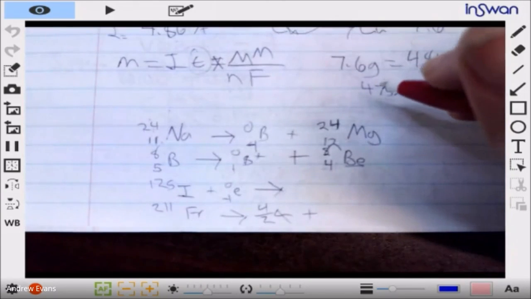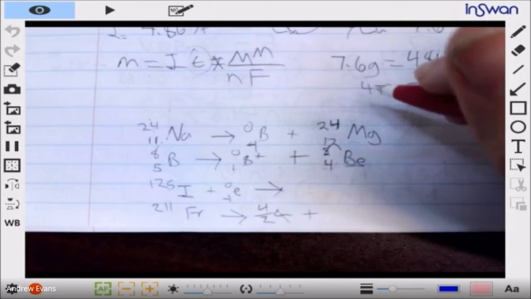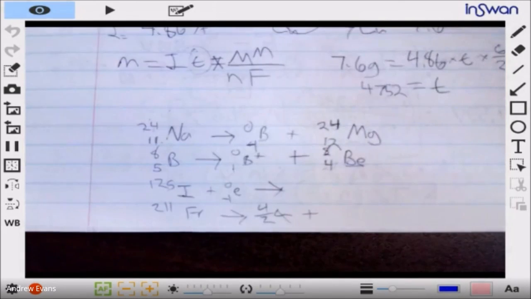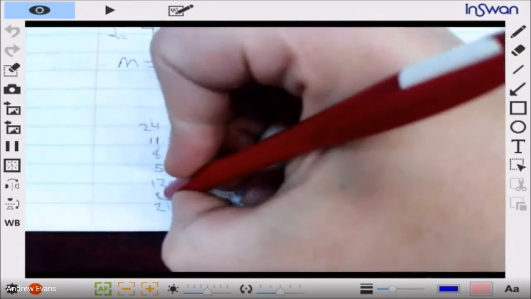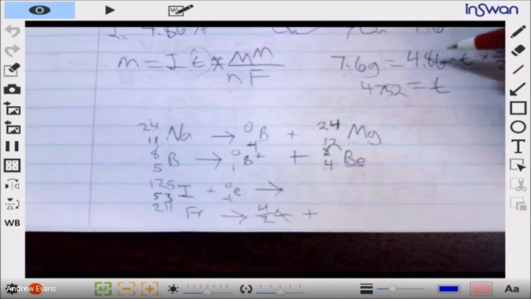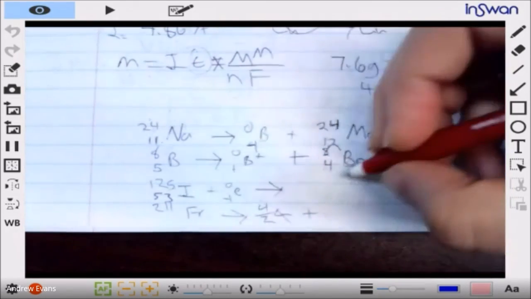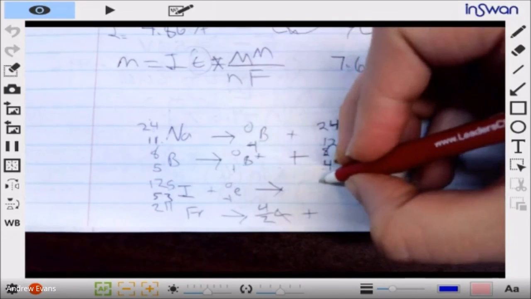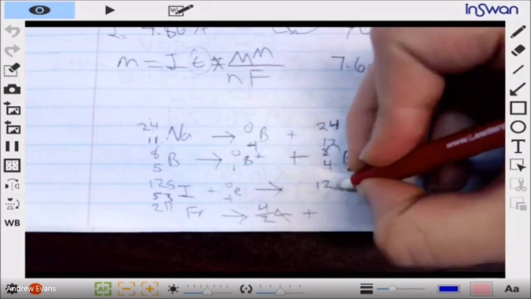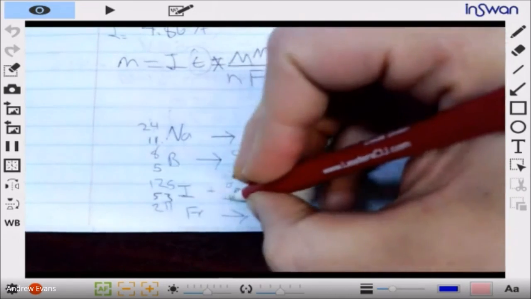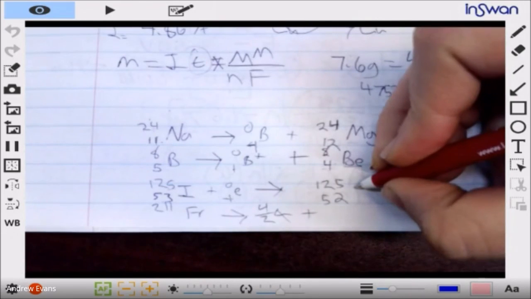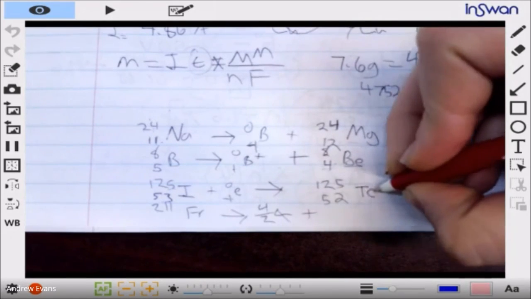Iodine. What is iodine? I'll trust you on that one. We'll go with that, 53. 125, when it undergoes electron capture, the mass does not change. So it's still 125. But 53 plus -1 brings us to 52. Either way, electron capture moves it 1 to the left, which is tellurium.